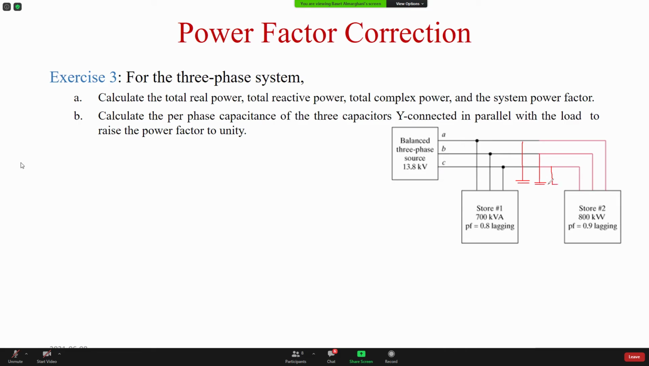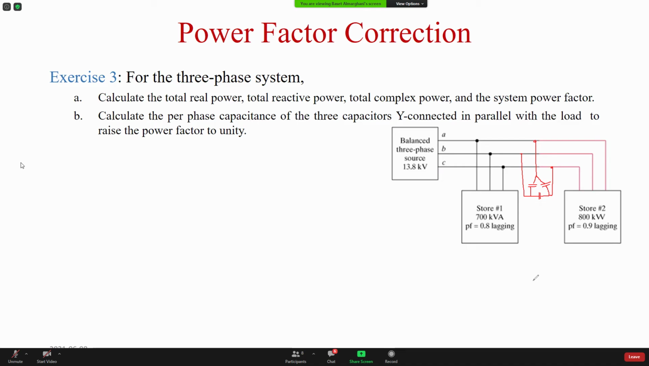This is the Y connection for the capacitors. This is Y connection, 3 capacitors. Each one of them is C. Now, if the question says connect them delta, this is how they will look like. So this goes to one line, this goes to another line, and this goes to a third line. This is 3 capacitors connected delta.